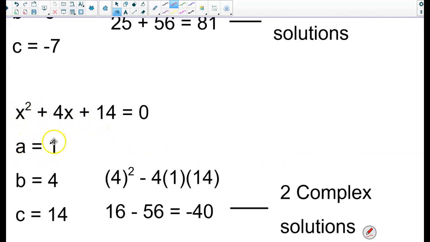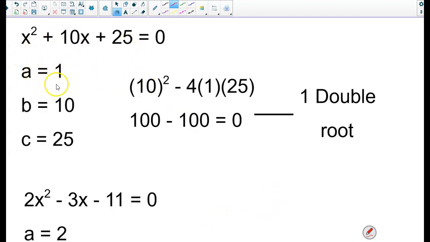If I do the same thing with the discriminant, A is 1, B is 4, C is 14, and I plug into B squared minus 4AC. 4 squared minus 4 times 1 times 14 is 16 minus 56. That equals negative 40. It does not matter if this is a perfect square or not. If it's negative, we're going to say two complex solutions.